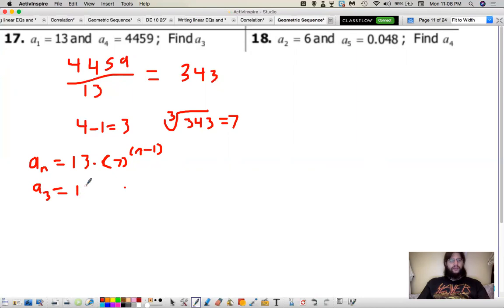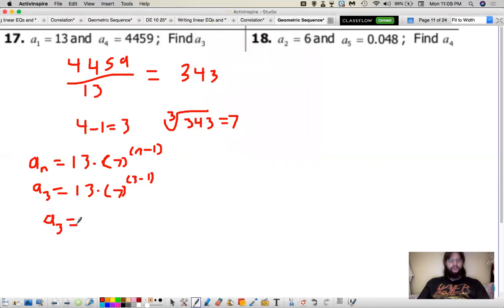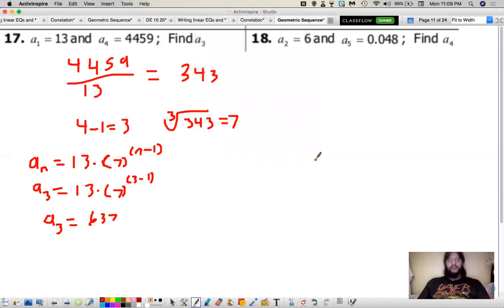A3 in this case will be 13 times 7 to the 3 minus 1. Use your calculator. 637. Sure. If I multiply this by our 7, that better give me 4,459. Let's double check. Sure enough, it does. Okay.